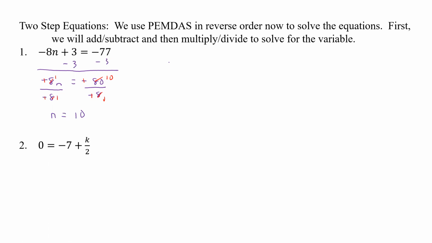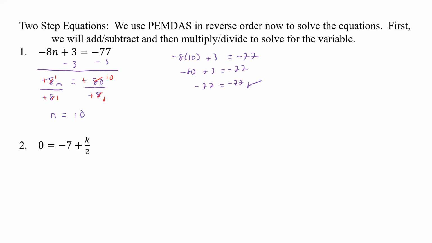Now does that work? Let's try it. Negative 8 times 10 plus 3 equals negative 77. Well, that's negative 80 plus 3 equals negative 77. And if we take 3 off of that, that's going to be negative 77 equals negative 77. So it does check out. Again, checking is always a good thing to do.